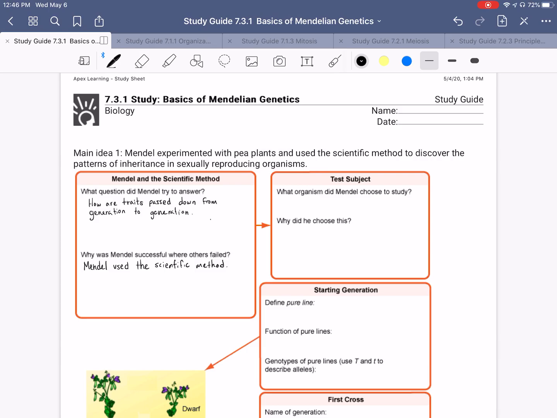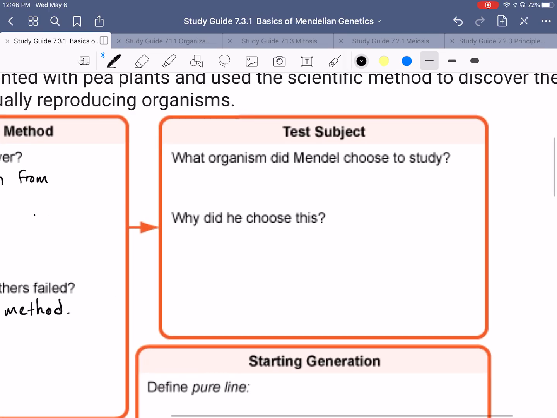So Mendel's experimental design. We'll go down over here to test subject. In order to study how parents passed on traits to offspring, Mendel had to choose an organism. He chose the pea plant. But why did he do that? Peas reproduce quickly, they're easy to grow, inexpensive. In addition, Mendel noticed that the pea plants had many traits that showed up in only one of two ways. For example, his peas produced only smooth seeds or wrinkled seeds, nothing in between. By the end of his experiments, Mendel had used about 28,000 different pea plants.